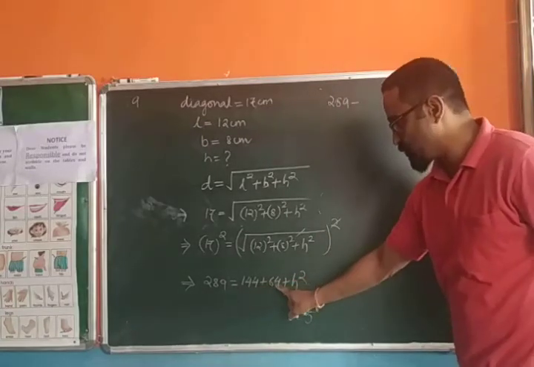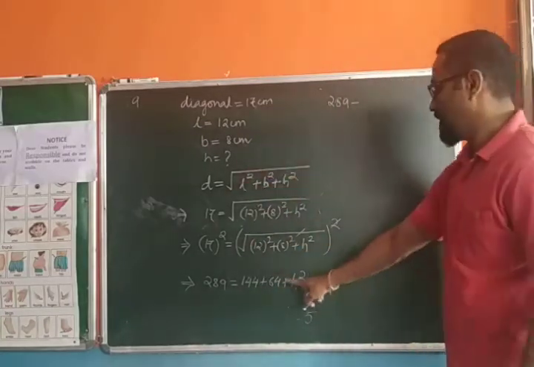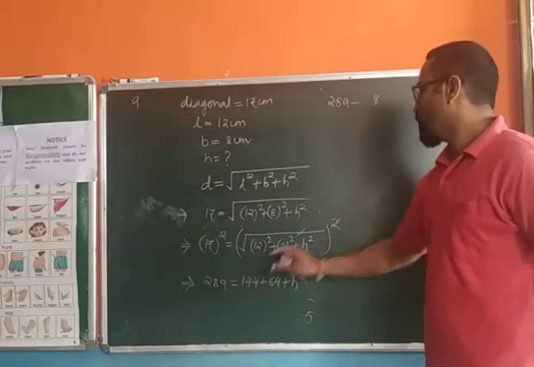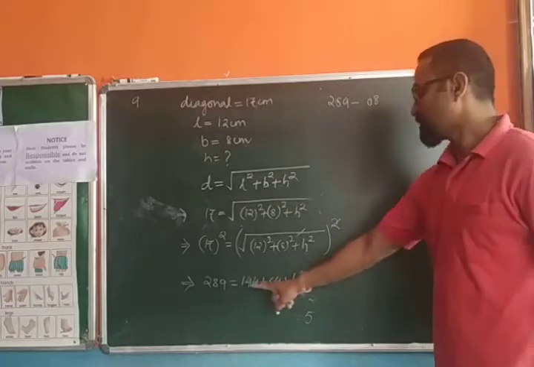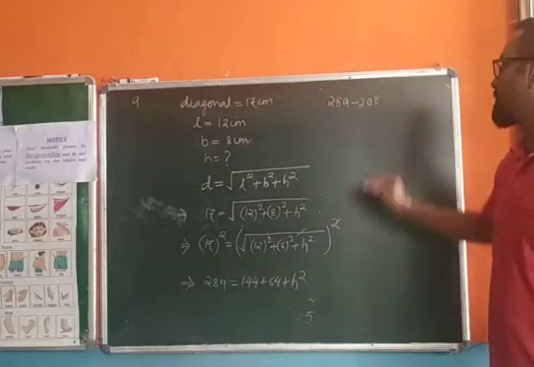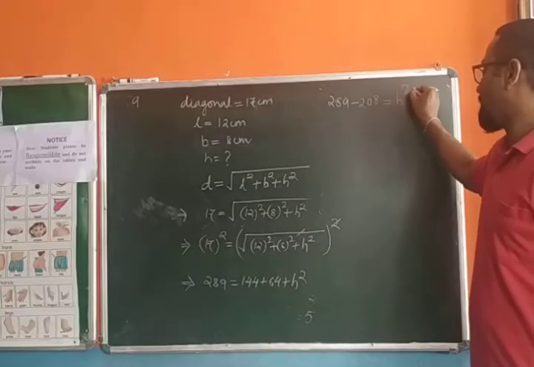Minus, add these two and take it to the other side. 4 plus 4 is 8. 6 plus 4 is 10. 1, 2. It is 208 equal to h square.